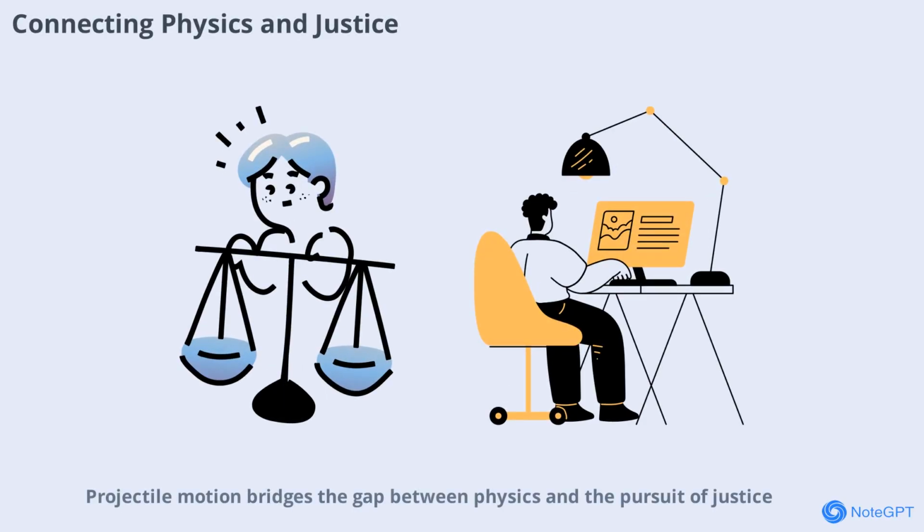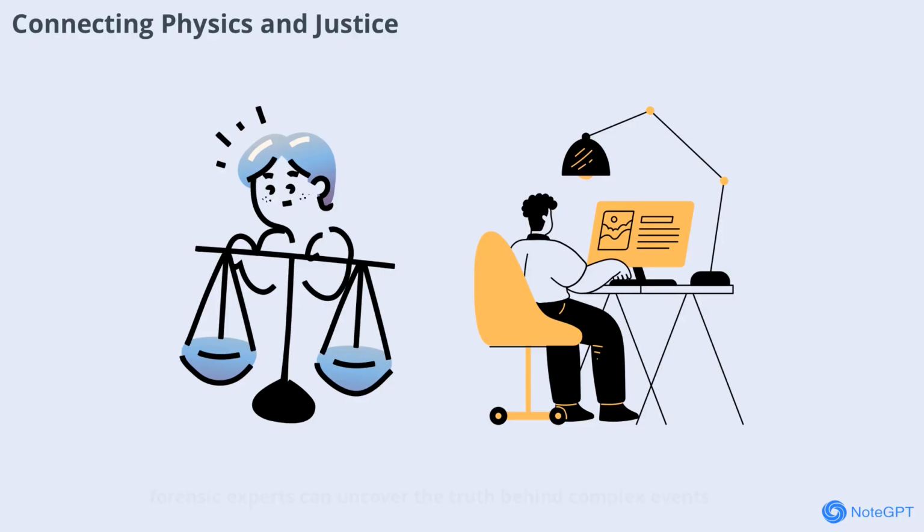Projectile motion bridges the gap between physics and the pursuit of justice. By applying scientific principles to real-world scenarios, forensic experts can uncover the truth behind complex events. This intersection of science and law is what makes forensic investigations both challenging and rewarding.